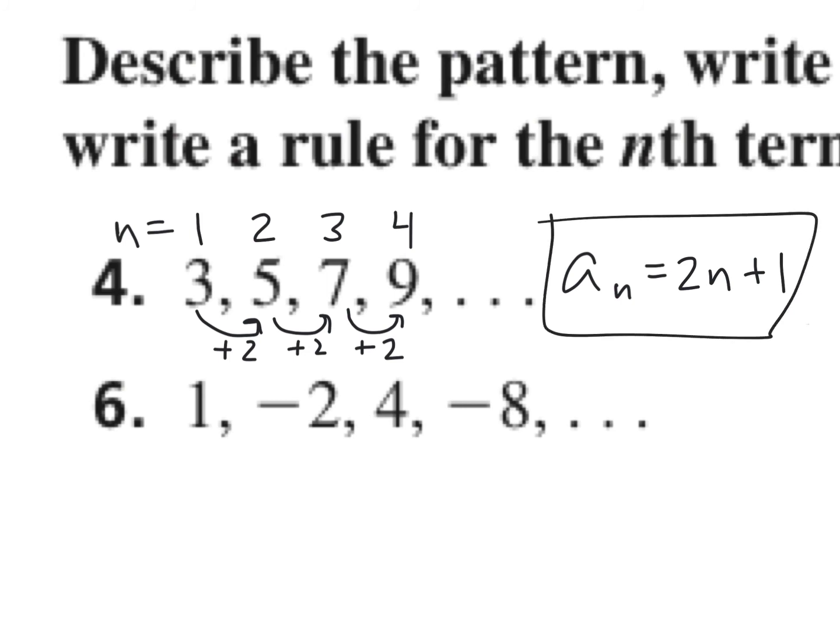So that is our rule. It's our equation that we get this series with. And then let's find our fifth term, so a sub 5. 11. Awesome.